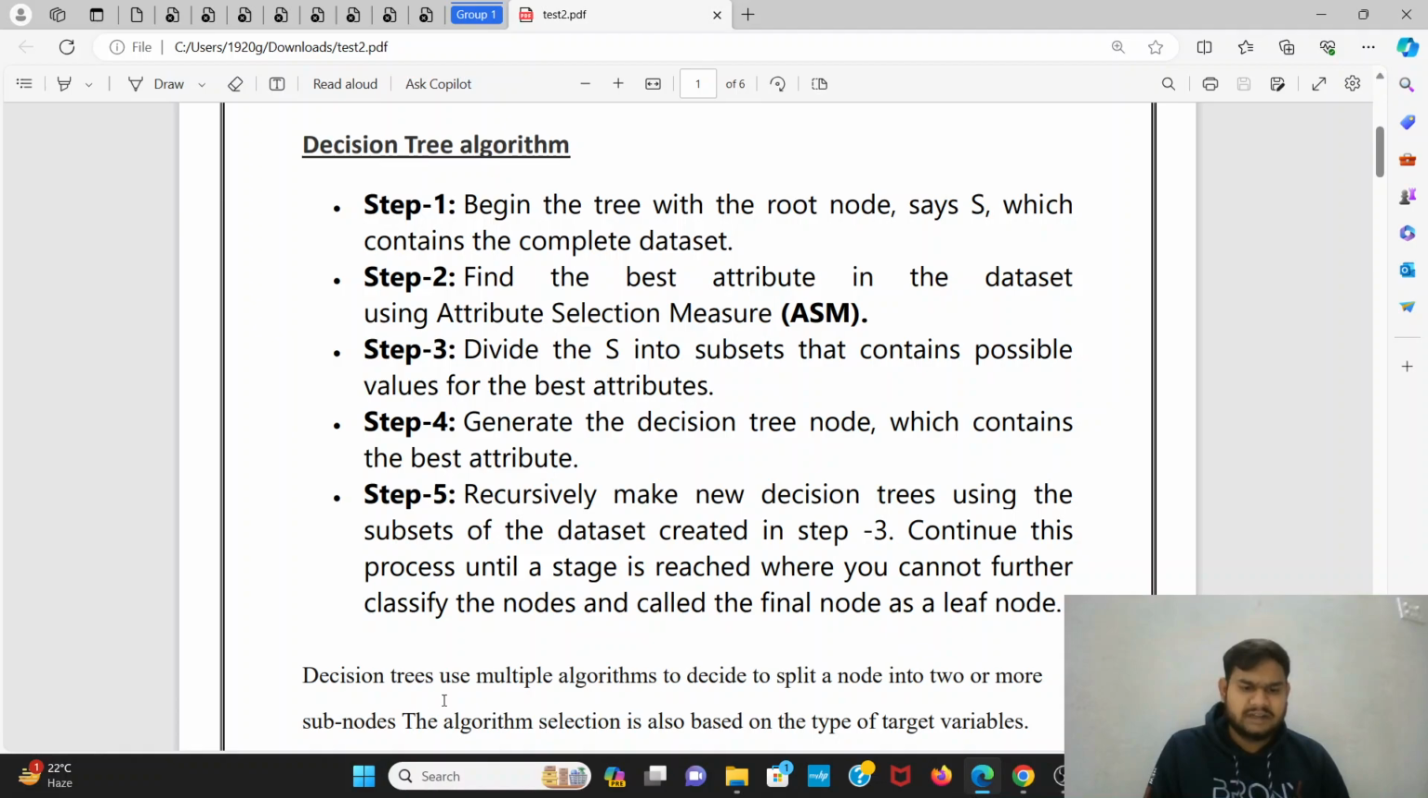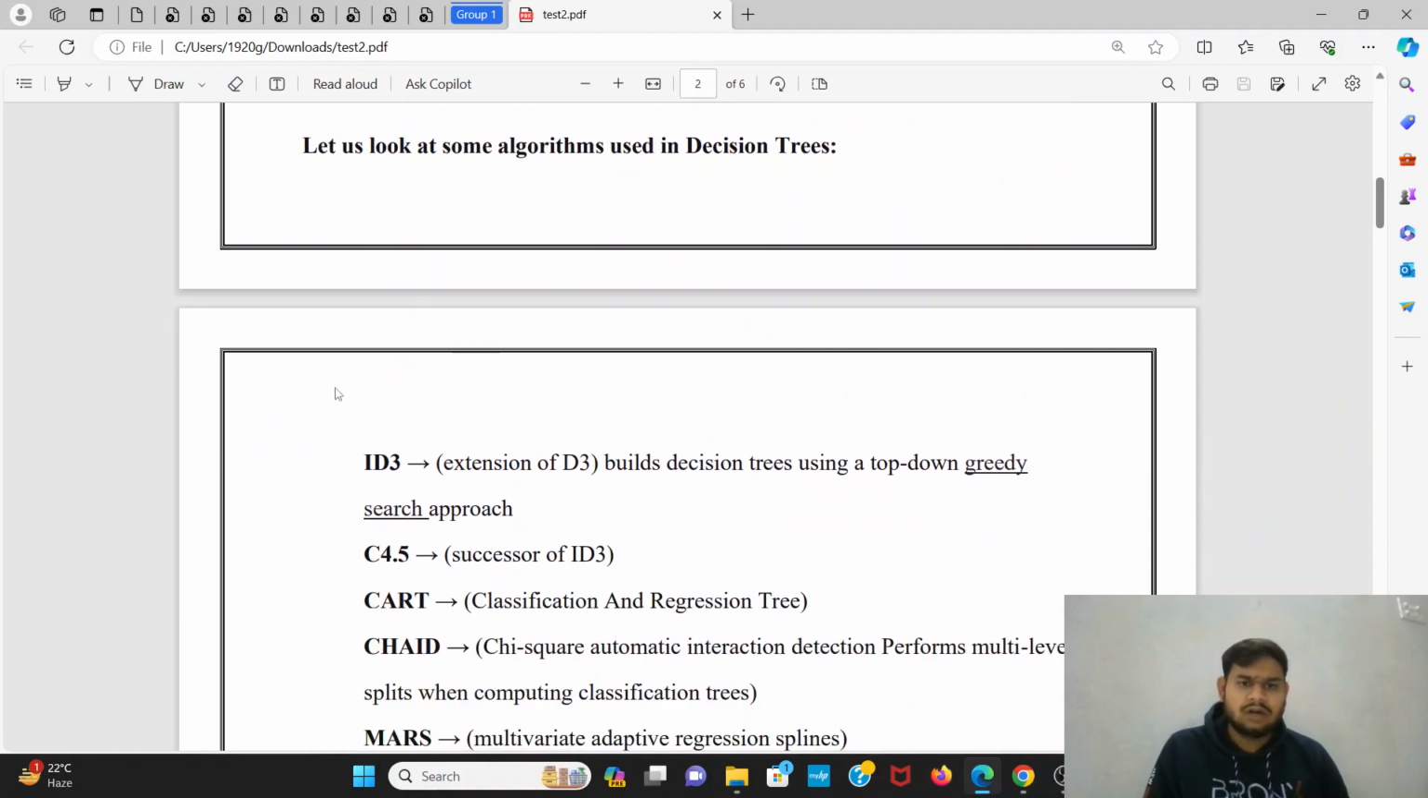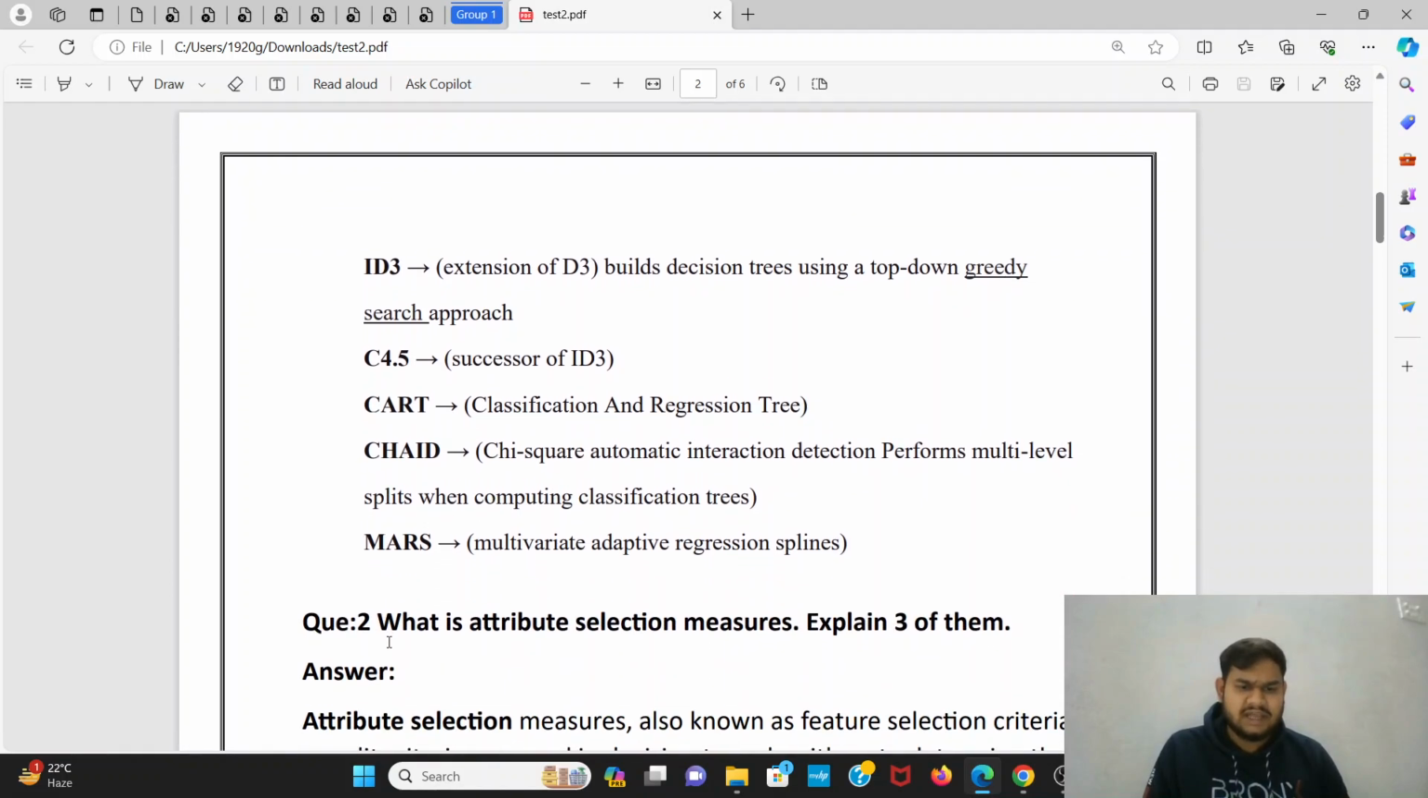as the leaf node. Decision trees use multiple algorithms to decide to split a node into two or more subnodes. The algorithm selection is also based on the type of target variables. Let us look at some algorithms used in decision trees. ID3, extension of D3, builds decision tree using a top-down greedy search approach. Next, C4.5, successor of ID3. CART, classification and regression tree. CHAID, chi-square automatic interaction detection, performs multi-level splits when computing classification trees. MARS, multivariate adaptive regression splines.